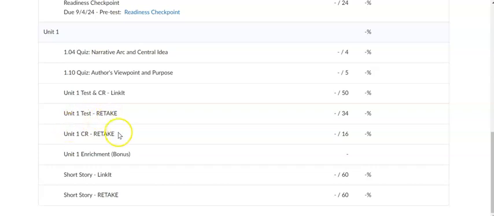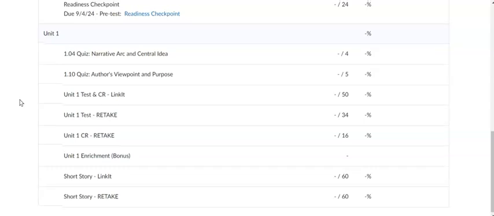Then we have the retakes, which we'll talk more about, and the enrichment and the short stories, which we will talk more about in a separate help video. The live links will be in here once we get to them, and you'll be able to click on those right from the gradebook and access those assessments.